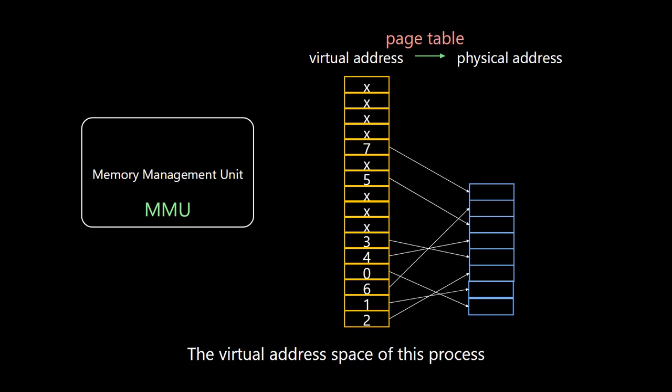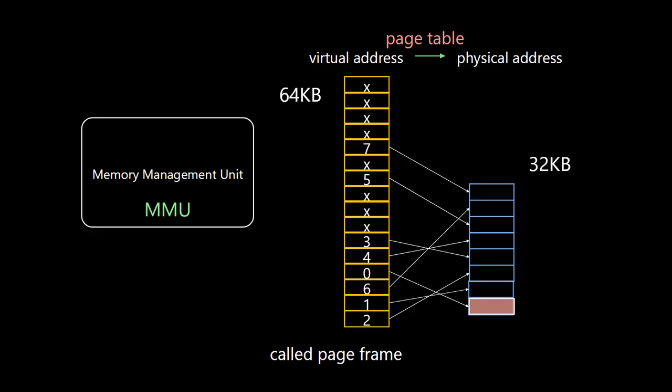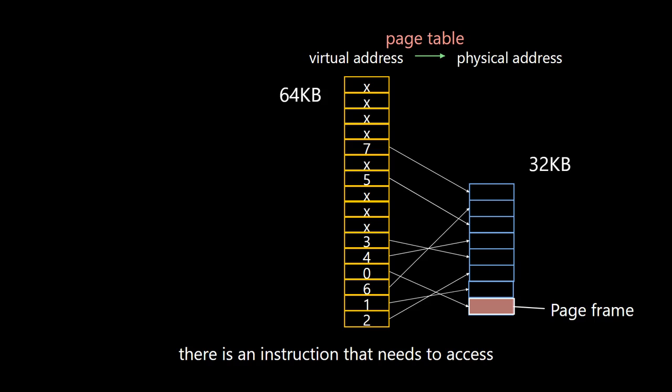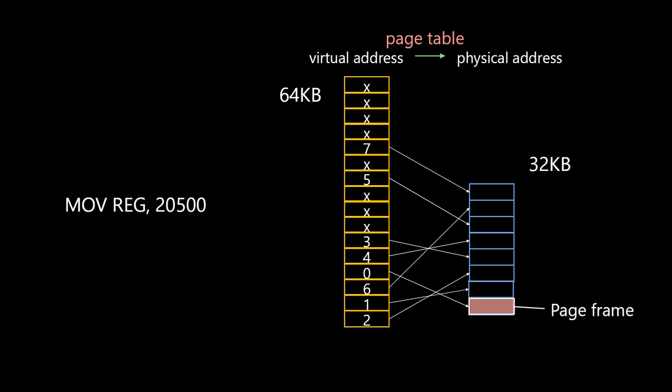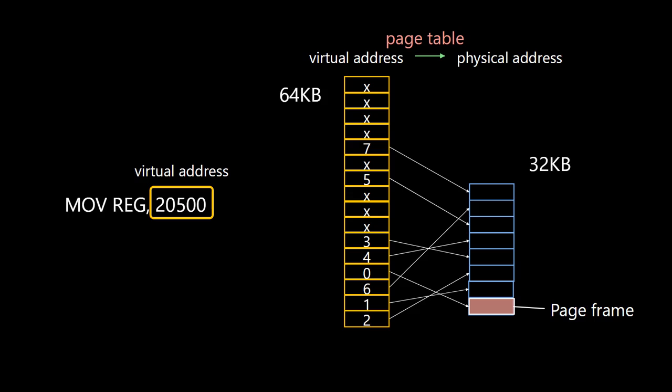The virtual address space of this process is 64 KB, while the actual memory is only 32 KB. Therefore, at most only half of the pages will be stored in memory. We call the corresponding frame in memory a page frame, which is used to load a page. As you can see, there is no order in the mapping of the pages. Now, there is an instruction that needs to access memory address 20500. We need to convert this virtual address into a physical address.